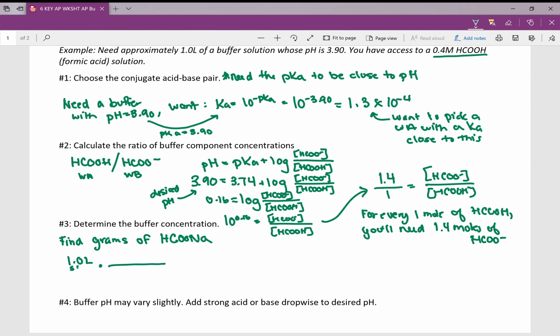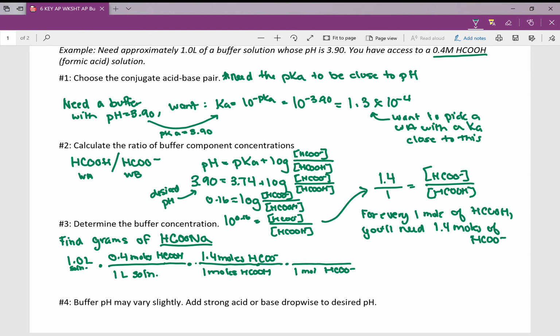Now I know that I have this 0.4 molar formic acid solution, so I'm going to go next with that: for every 1 liter of my solution, I'm going to have in there 0.4 moles of HCOOH. Okay, then using the ratio that I have from my step above, for every 1 mole of HCOOH, I'm going to need 1.4 moles of HCOO minus. And then from there I need to figure out, well, how many grams of my salt do I need? So I have my 1 mole of HCOO minus, and because of the 1 mole of it in the compound, I'm going to have 68.01 grams of HCOONa. Because don't forget, that's going to be a part of the mass of the solid that we're adding.